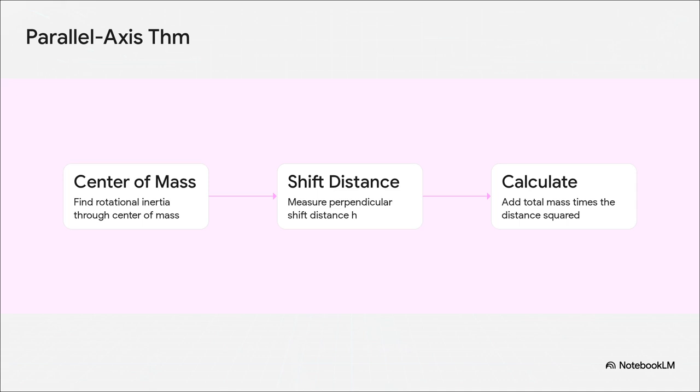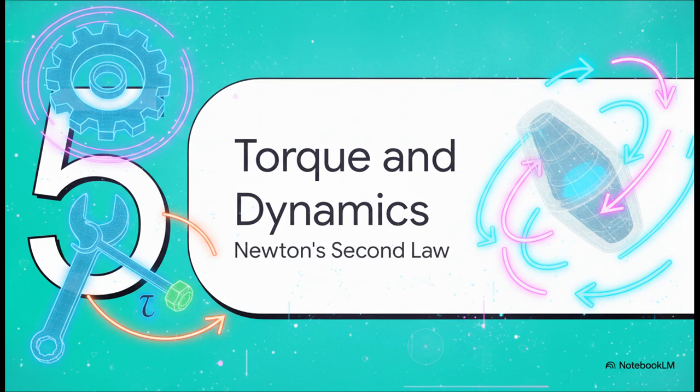Step 1, take the known rotational inertia going through the center of mass. Step 2, measure the physical distance you shifted the axis. We'll call it h. Step 3, just add the total mass times that distance squared. That's it. It mathematically proves that any shift away from the center of mass dramatically increases the rotational inertia of the object. Which brings us to our final part, Section 5, torque and rotational dynamics.